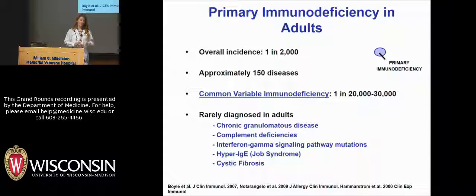Now, there are some that are less commonly diagnosed in adults, and these are really quite rare. A lot of them are diagnosed more in children. For example, chronic granulomatous disease, more common in children. There can be variants that are later in life. Cystic fibrosis, occasionally there are variants that are later in life, but really a lot of these are diseases diagnosed earlier. But just to be aware that there are ones outside of common variable immunodeficiency that can be diagnosed in adulthood.